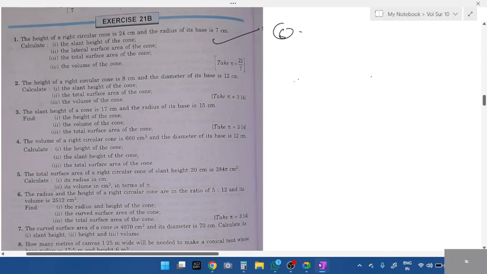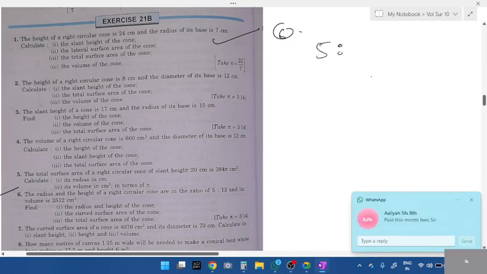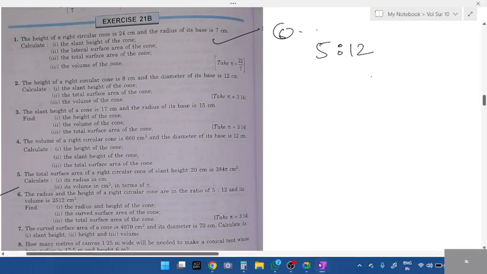All of you read the sixth one. The radius and height of a circular cone are in the ratio 5:12. What is radius and height, students? Radius, you take it as r and height is h. Whenever any value is given in terms of ratio, what do you assume? Not fraction. Take r and h as 5x and 12x. Whenever ratio is given, take x. You have to multiply by x, students. 5x, 12x. For ratio, multiply by x.